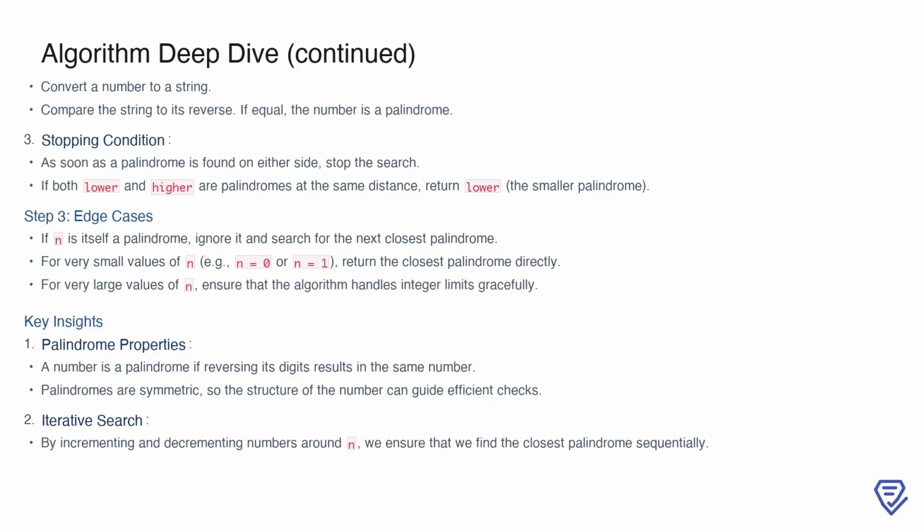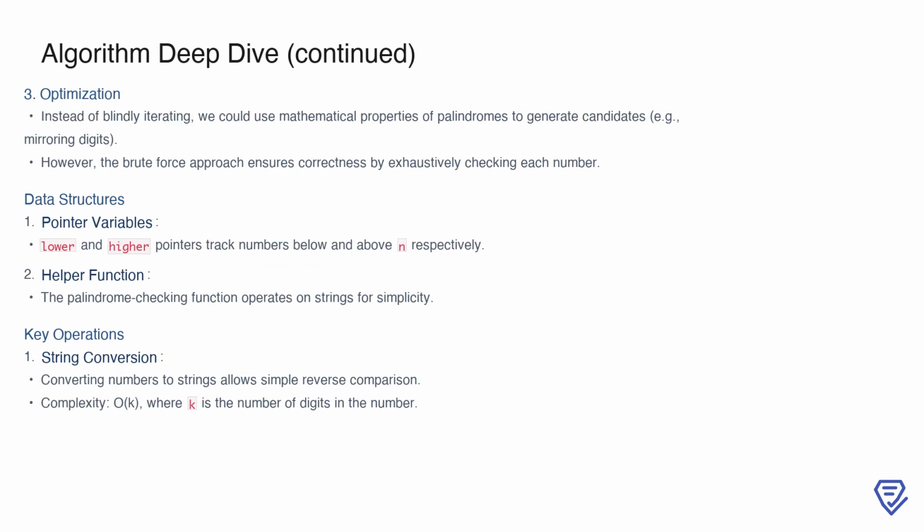One key observation is that palindromes are symmetric, meaning their structure can guide us in designing more efficient checks or optimizations. Incrementing and decrementing around n ensures that we systematically search for the closest palindrome. While the brute force approach guarantees correctness, it can be optimized further. Instead of iterating blindly, we can leverage the mathematical properties of palindromes to generate candidates more efficiently. For instance, by mirroring the digits of n, we can construct potential palindrome numbers directly. This reduces unnecessary computations and narrows down the search space. However, the brute force method remains simple to implement and serves as a solid baseline.